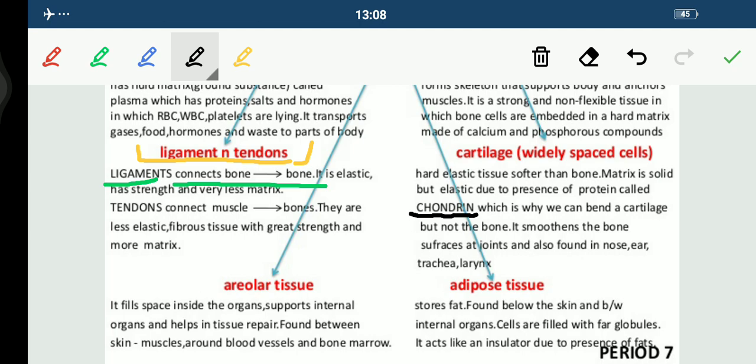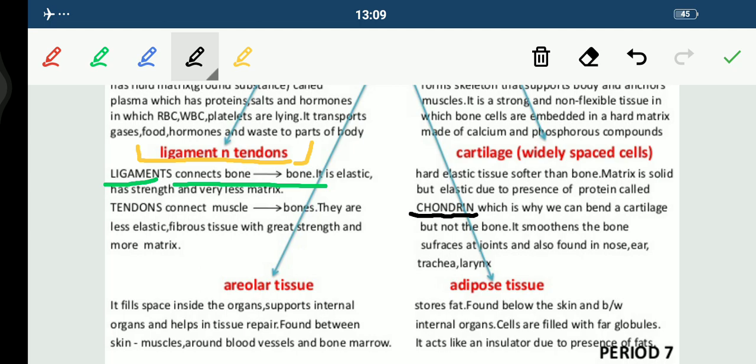Fine. You might have touched your ears. They are soft, fine, because the cartilage is present there below. Which is why we can bend a cartilage but not the bone. So, can you bend your ear? The pinna, fine, because the chondrin is present there. It is made up of cartilage, right? But you cannot bend your bone, right? It is found in your nose. You can bend your nose, your ear, fine. It is present in our larynx and our trachea, which are internal organs.